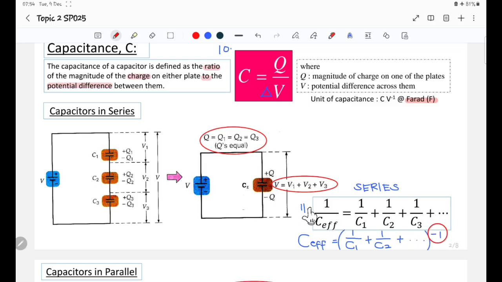Because here what we have is 1 over C effective, not C total directly, but 1 over C total. So to get C total, you have to reverse the addition of 1 over all the capacitors. Alright, so that was capacitors arranged in series.